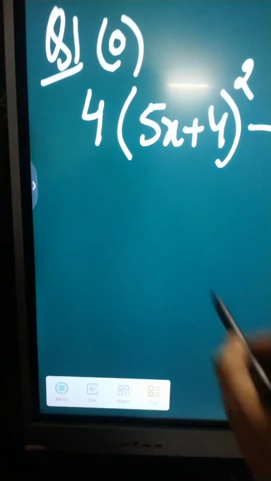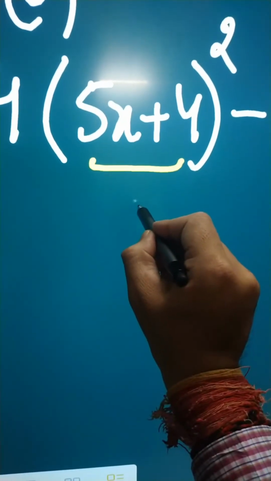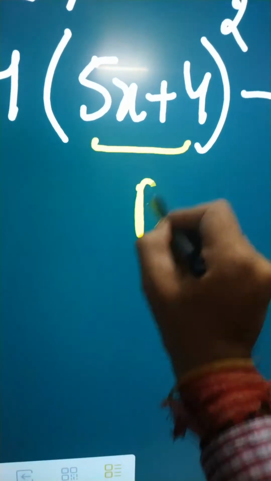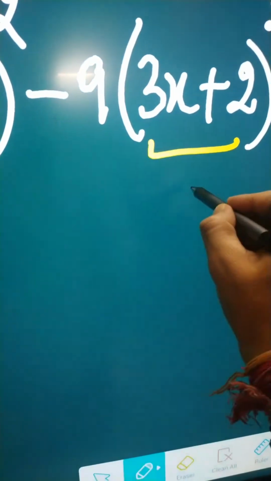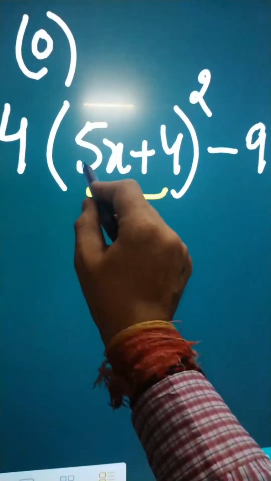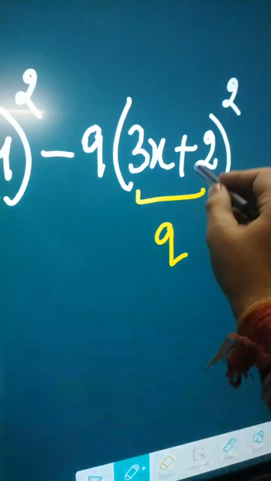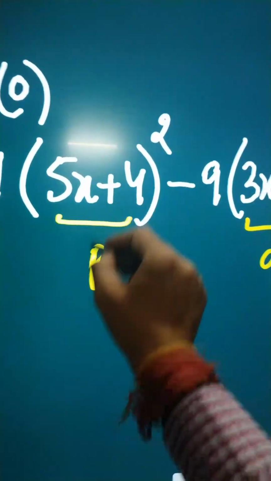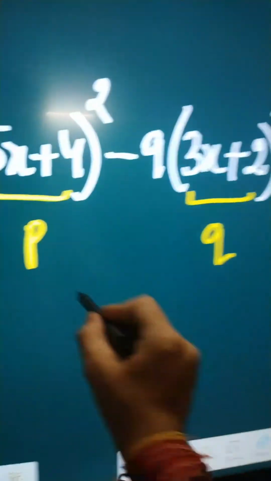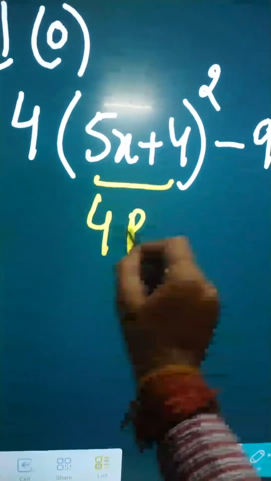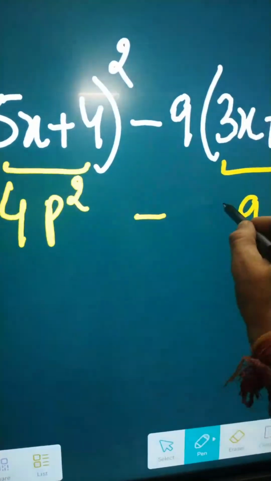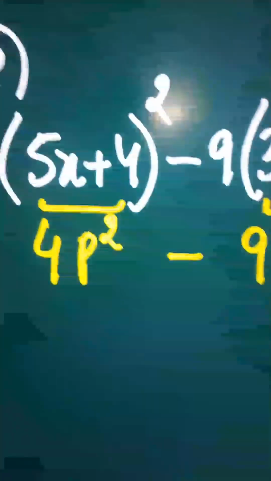Okay, so what has to be done is that this whole term, if I write it as P, and this term if I write Q, so what will be my question now? I don't have to write it, but if I write it, then this term is different from this term. If I suppose this term is P and this term is Q, my question becomes 4P square minus 9Q square.